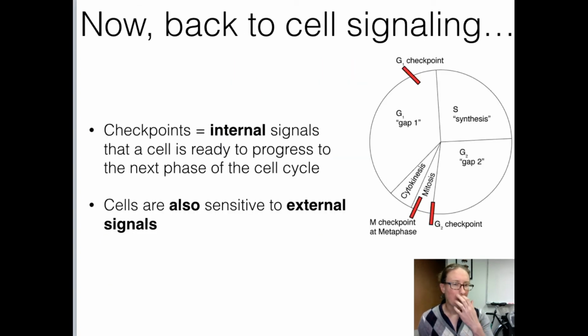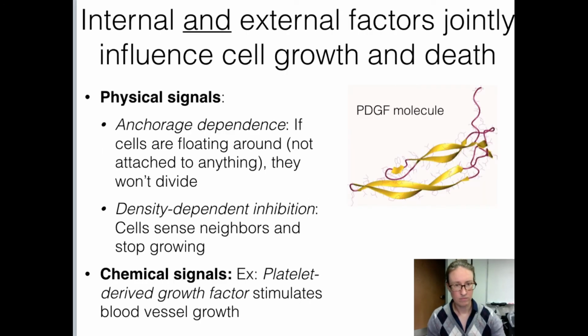Now, for the rest of this video, I want to touch on one other topic briefly. We're going to go back to thinking about cell signaling. These checkpoints are internal signals for a cell that it's ready to progress to the next phase of the cell cycle. But obviously cells are also very sensitive to external signals as well. So it's a combination of internal and external factors that will jointly determine what happens with a cell.